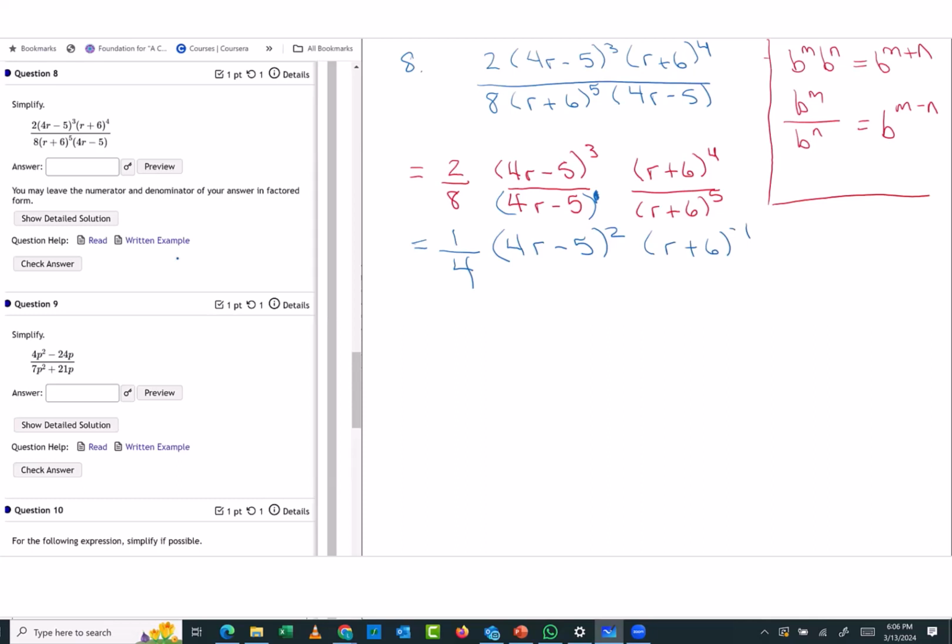We don't want negative exponents. What we'll do with that is say this is 1/4. This is the same as 1/4 times 4r minus 5 squared times 1 over r plus 6, because that's what happens with a negative exponent. Now, across the top, if I multiply everything in my numerator, I get 4r minus 5 squared, and then I multiply everything in my denominator, and I get divided by 4 times r plus 6. And that should be my final answer.